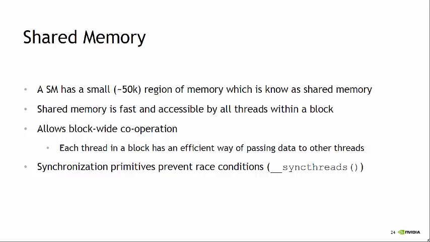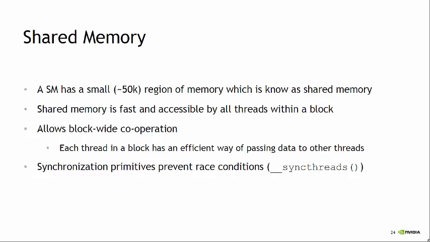The first one is shared memory. I mentioned an SM has its private region of memory, about 48 kilobytes, which is known as shared memory. It's accessible to all threads within a block and allows them to cooperate. Using shared memory, you can efficiently pass data between threads in a block. So there's a limited amount of cooperation you can do here without having to go back to main memory.